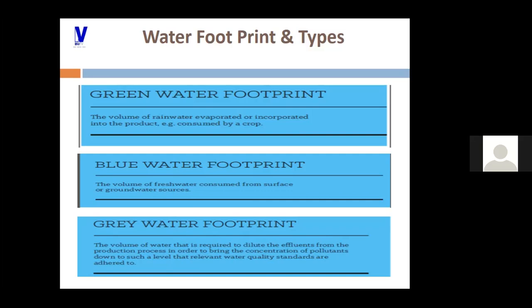there is one study showing that if I want to make one t-shirt, normally 2,700 liters of water is consumed for a single t-shirt. Another one, every day we are consuming tea, coffee. For a cup of coffee, 140 liters of water is required.